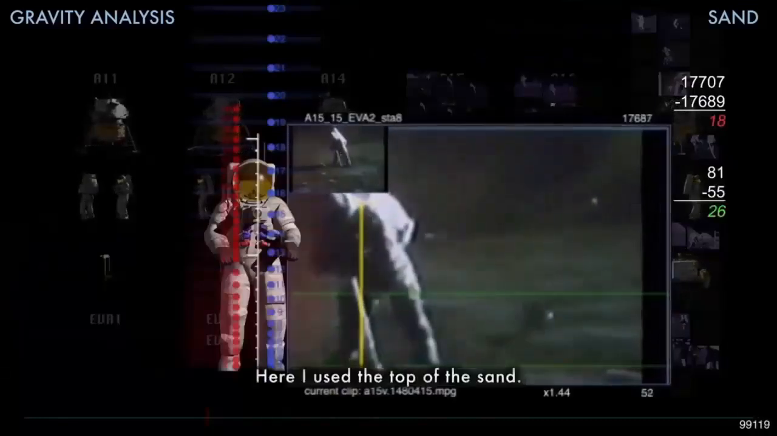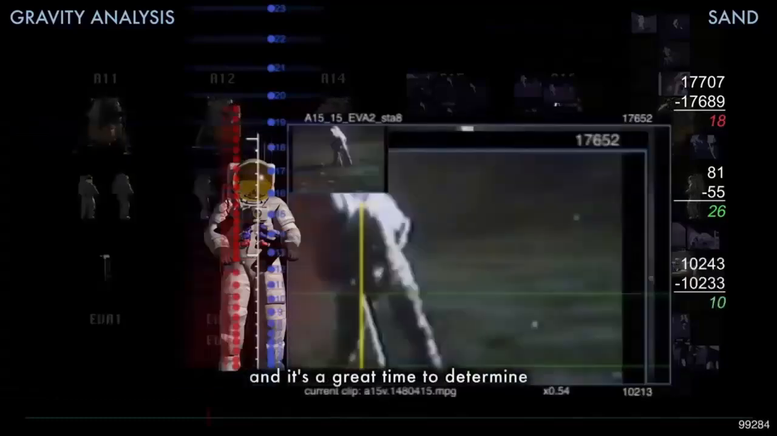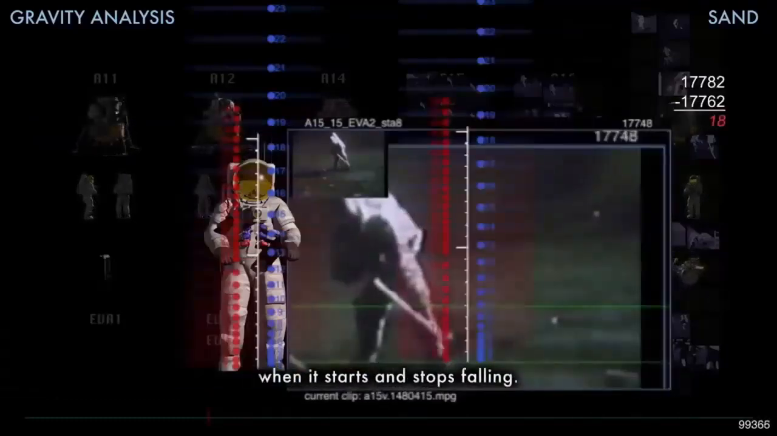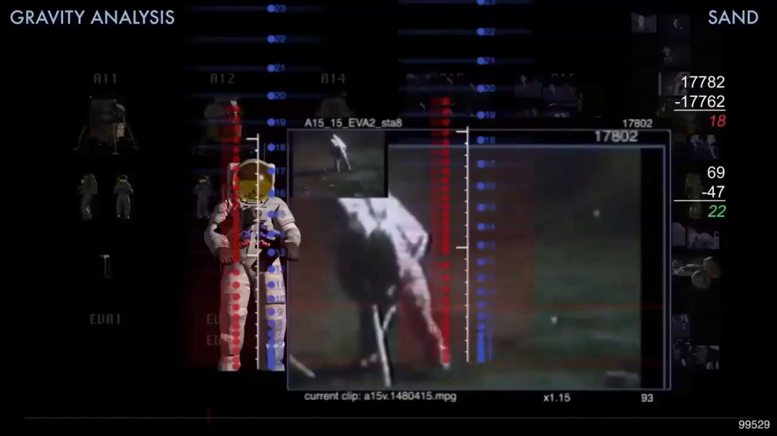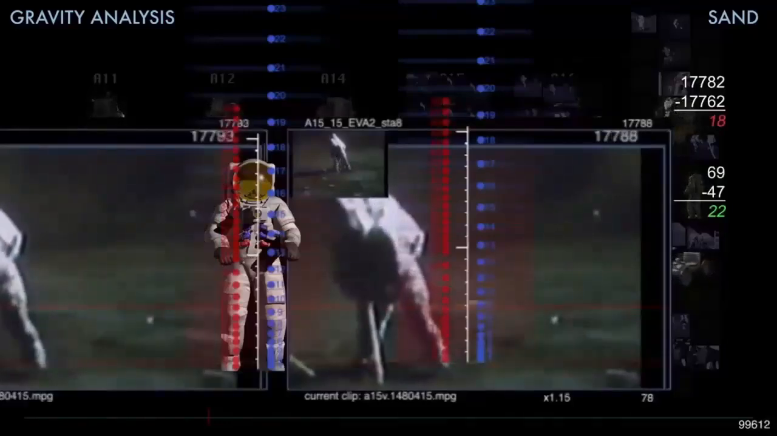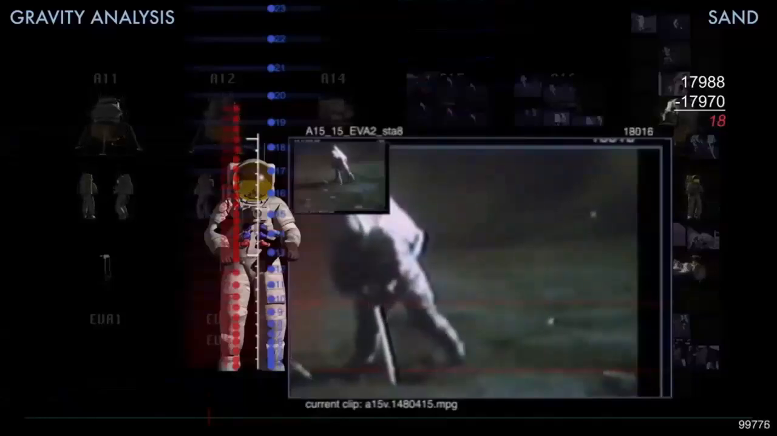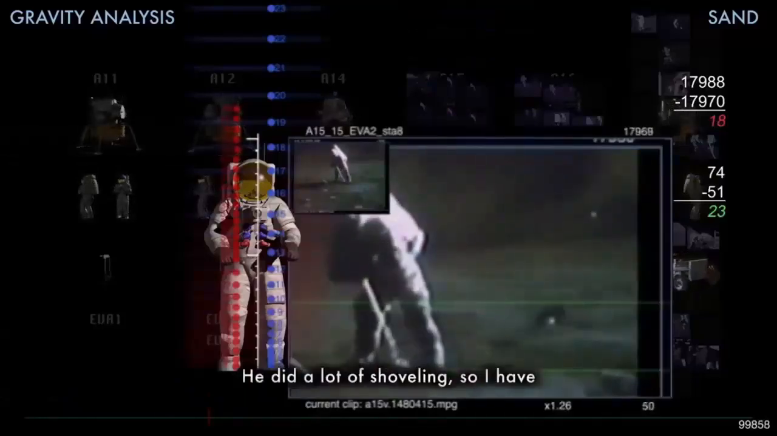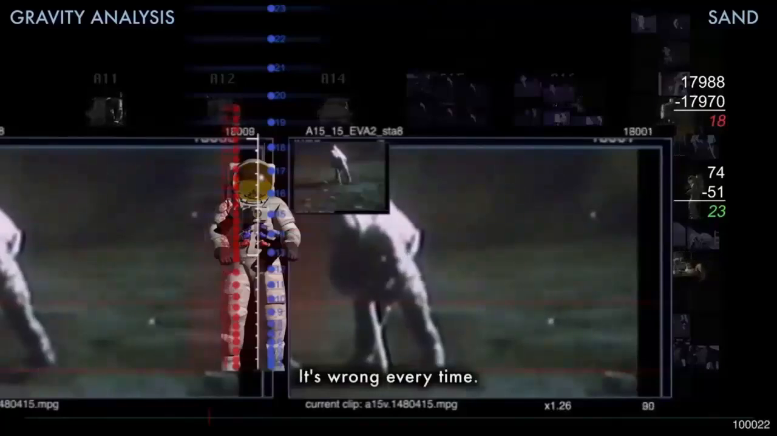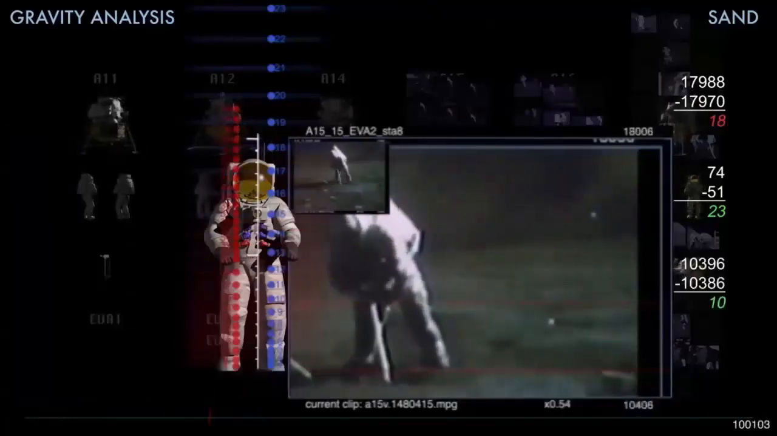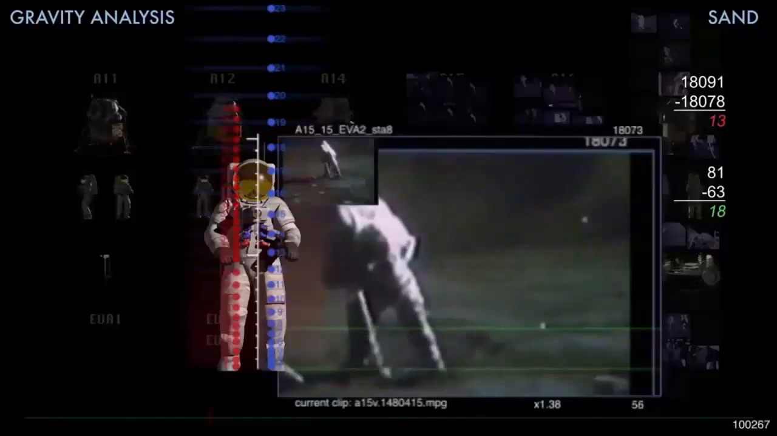Here I use the top of the sand. Here it hits the top and falls. You can see it disappear, and it's a great time to determine when it starts and stops falling. Let's compare a couple of these clips. He did a lot of shoveling, so I have a lot of opportunities to measure. It's wrong every time. To demonstrate this, I will speed the footage up, slow it down, and then speed it up again to match what was actually happening.